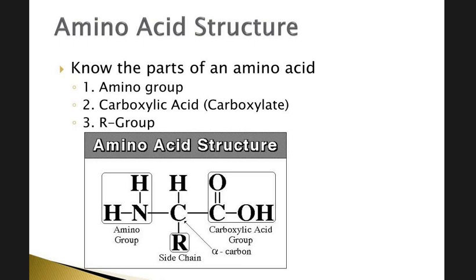An amino acid is an organic molecule that is made up of a basic amino group, NH2 or NH3, an acidic carboxylic group, that is COOH, and an organic R group, which is also called a side chain. This is the general structure of an amino acid that you can see on your screens.